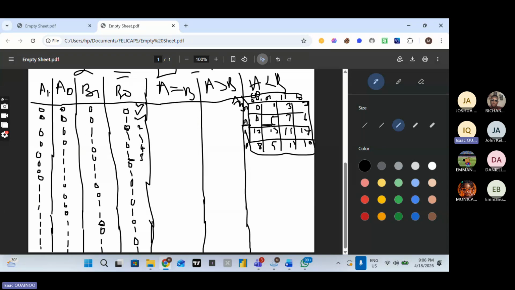Example, if you take cell 5 on your K-map, this is cell 5. What is the address of cell 5? If you look at the corresponding AB value, check cell 5 to the left. What are you going to get? It's cell 5 to the left. What is the address there for AB?